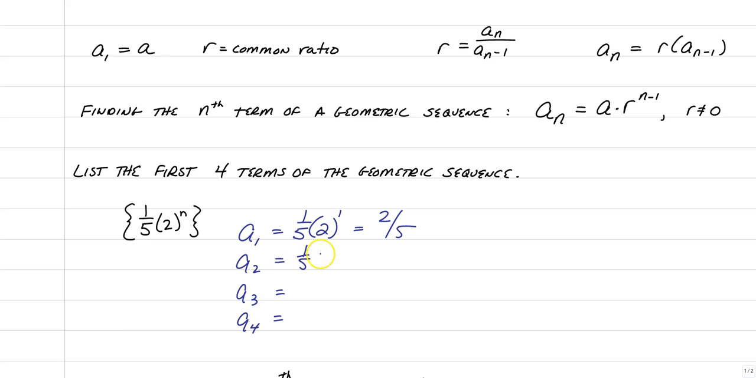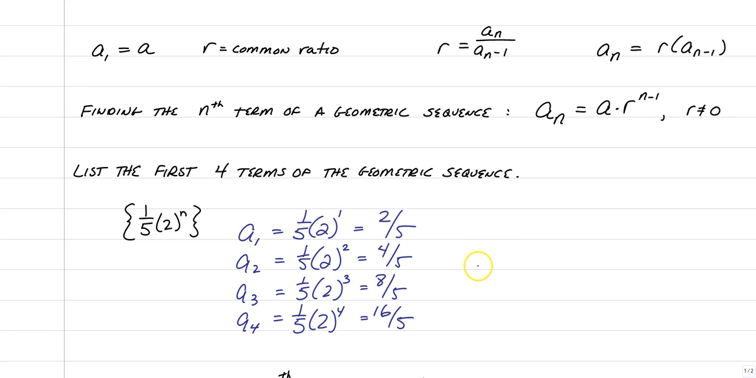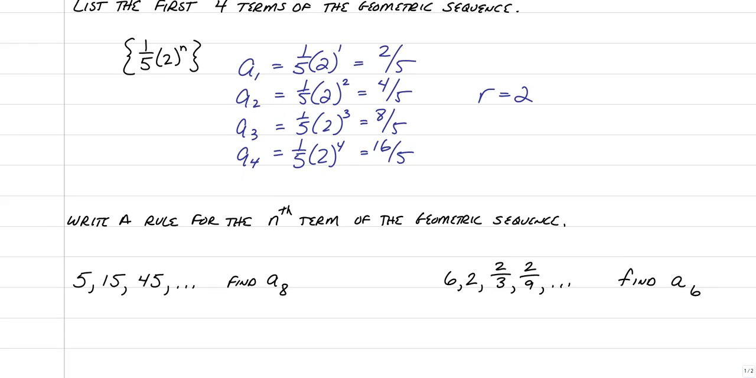And the next one, we have 1/5 times 2 to the second power, which will give us 4/5. 1/5 times 2 to the third power is going to give us 8/5. And as you can see the pattern, we're doubling each time, 2/5, 4/5, now 8/5. Without even doing this, you should know that it's about to be 16/5, but of course you can check. 1/5 times 2 to the fourth power is going to give you 16/5. So it's doubling every time, so we can see that our ratio is 2. And that's because that's the number that's increasing in power each time you go from one term to the next.